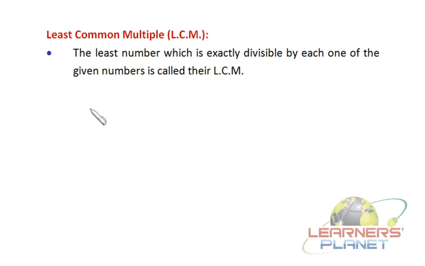Now let's discuss least common multiple, that is LCM. The least number which is exactly divisible by each one of the given numbers is called their LCM. Suppose I have two numbers, 15 and 12. Now 15 can be written as 3 into 5, and 12 can be written as 2 into 2 into 3. Now we have to find out the LCM of 15 and 12.